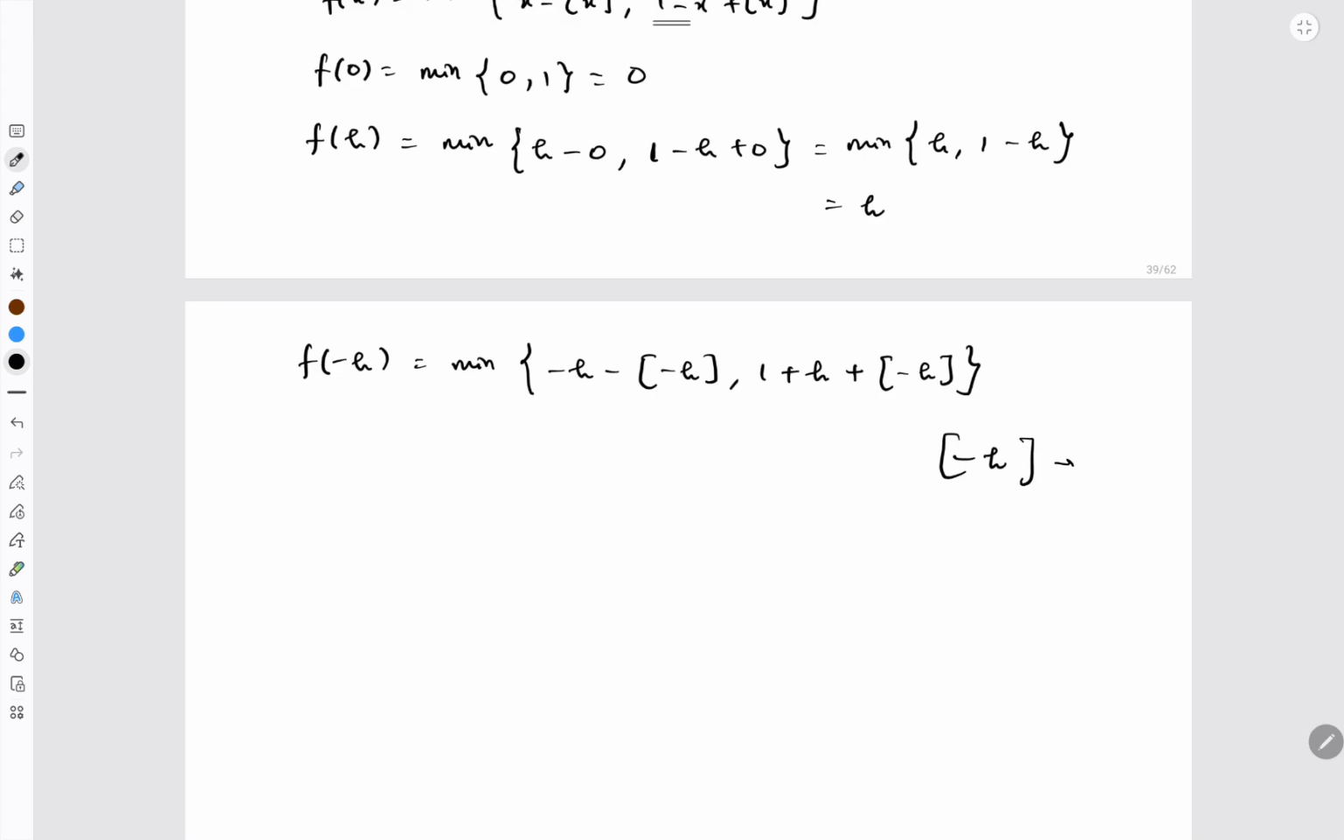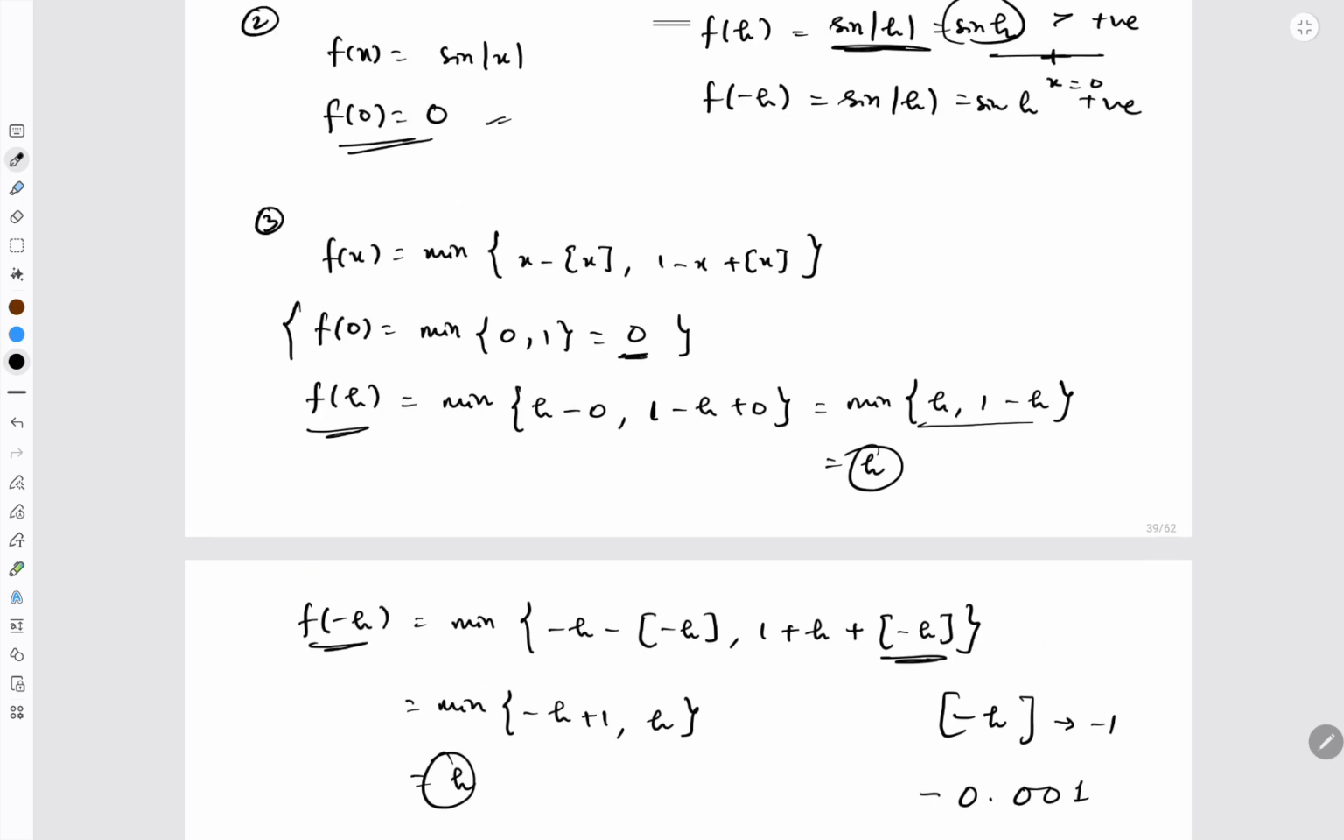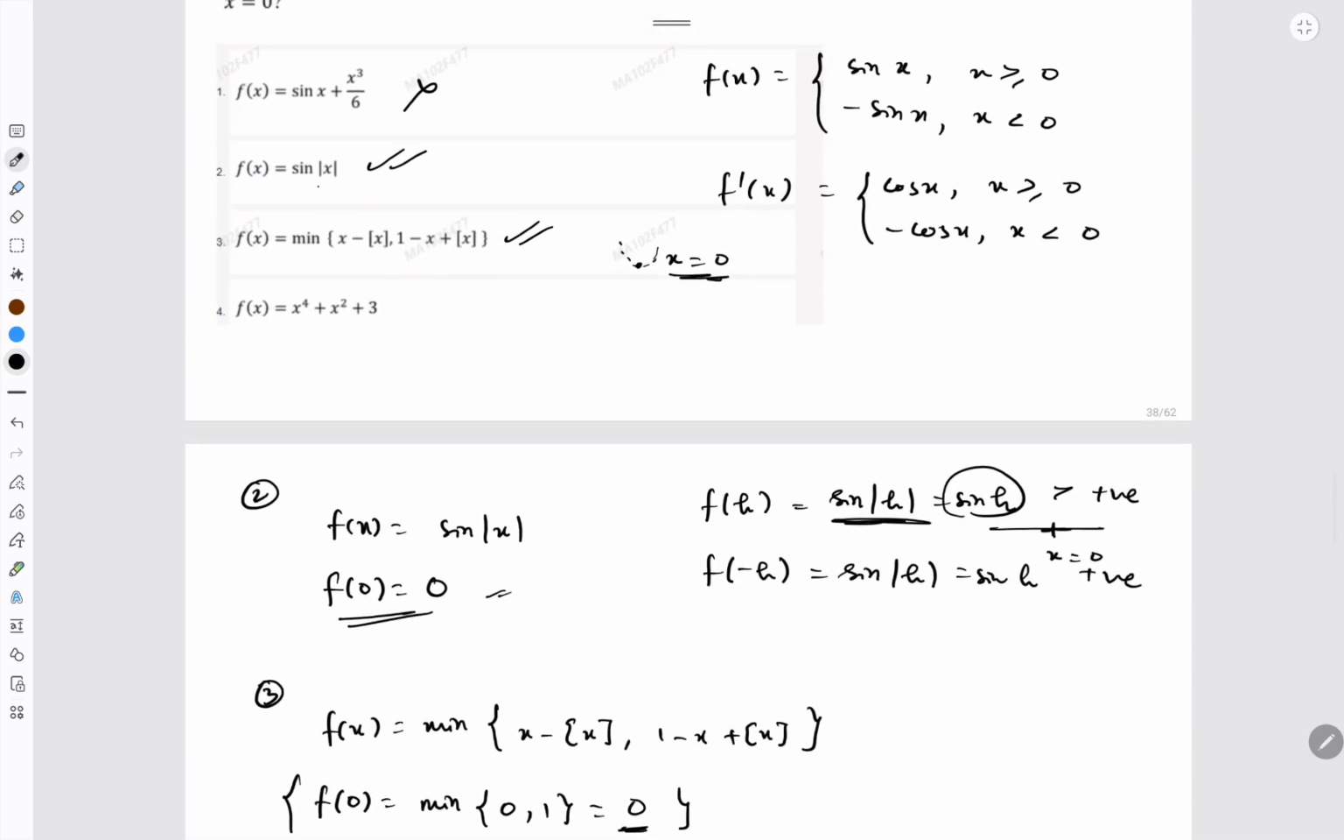so its GIF is minus 1. I know GIF of minus 0.001, GIF meaning greatest integer function, is minus 1 only, right? So I get minus h minus of minus 1, which is plus 1, comma, 1 plus h minus 1, which is h, right? Because this is minus 1, it can cancel, and the answer is h. So f of h and f of minus h both are positive numbers, which are greater than f of 0. So that means this is a local minima only. That is the definition. By definition we can show that, right?